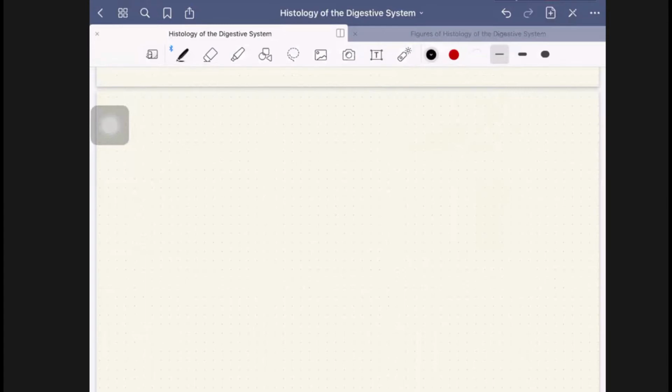Now, liver. Along with the digestive tract, there are some accessory glands associated with the digestive tract. They help in digestion. The most important of them is the liver. I think you have completed the liver items. I am just directly going to the histological part.